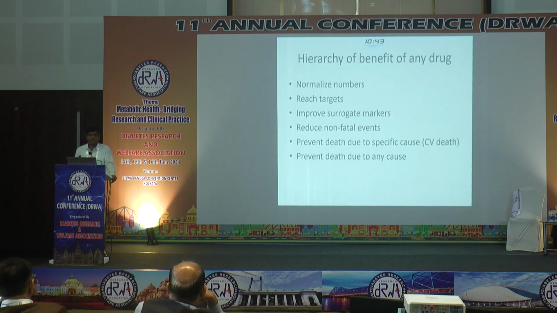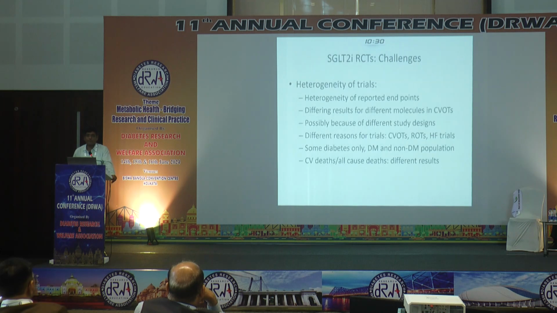Carotid intimal thickness has improved. Atheroma volume has improved. Then you look at whether non-fatal events have gone down. Then you look at whether fatal events have gone down. And then you look at all-cause mortality. That's your hierarchy of benefit of any drug.